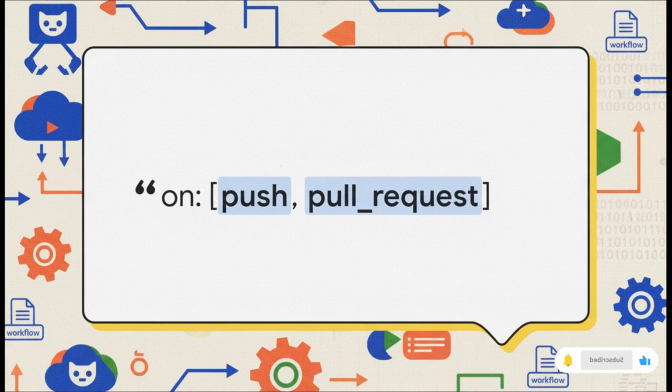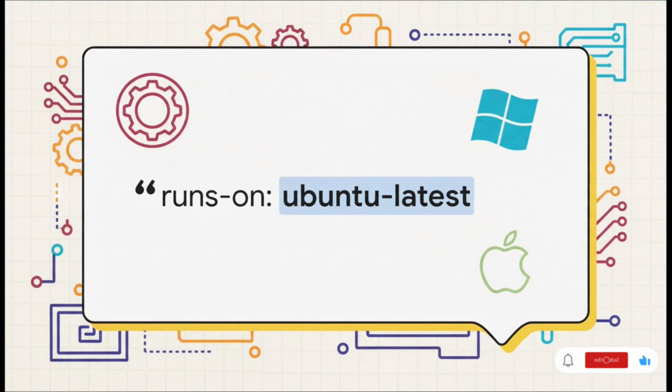Inside that file, you start with the trigger. You use the on keyword to tell it which event should kick things off. In this case, we're saying, hey, run this workflow whenever there's a push to a branch or a new pull_request is opened. It's that simple. Next up, you decide where your automation is going to run. The runs-on keyword lets you pick a virtual machine, like the latest version of Ubuntu, or maybe you need Windows or macOS. GitHub takes care of spinning up these servers for you.